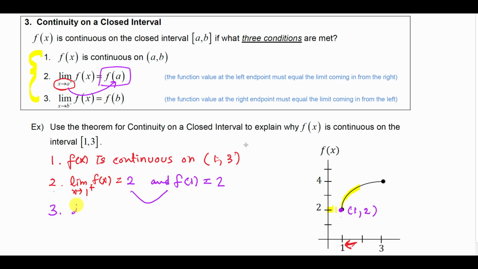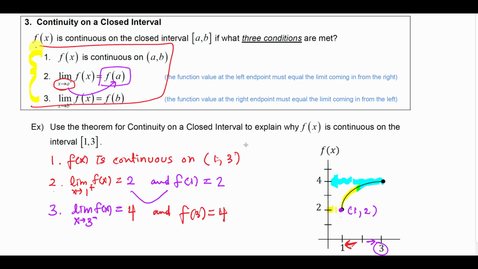Number 3 condition, the other endpoint is 3. As x approaches 3 from the left this time, because we don't have any graph on the right-hand side of 3, you can try to get closer as x approaches 3 from the left. The limit is, you can see, 4. And f of 3, the function value at x equals 3, is indeed 4. And because it satisfies all 3 conditions here, you can say f is continuous on the closed interval 1 to 3.